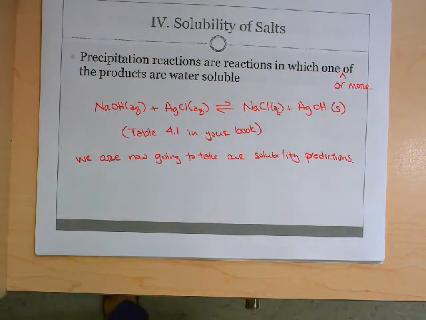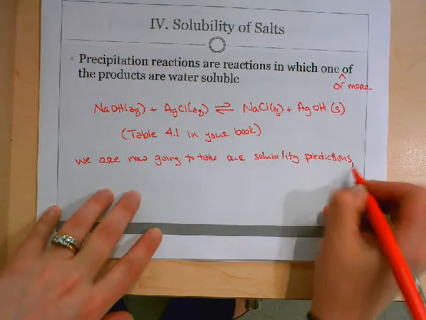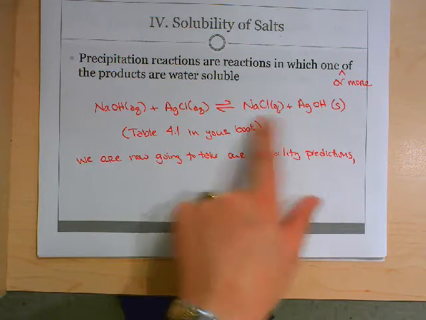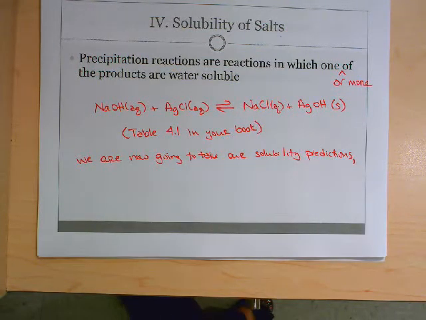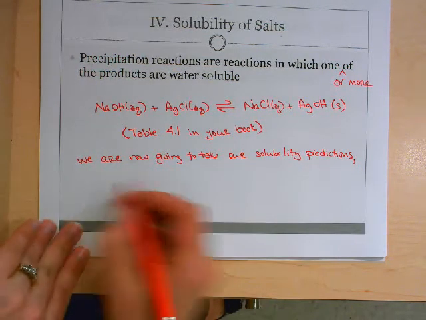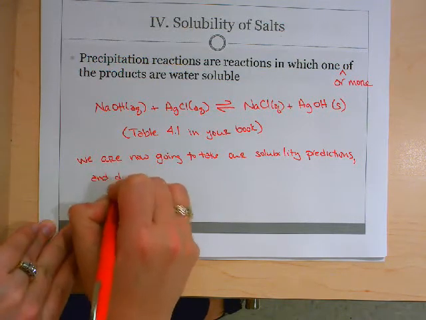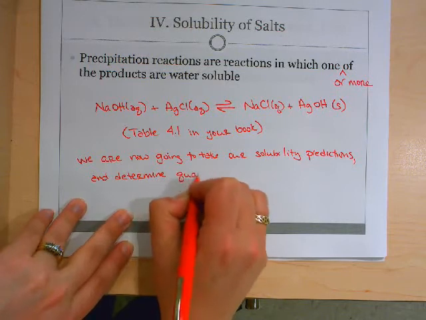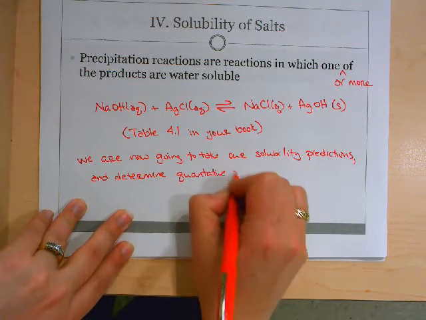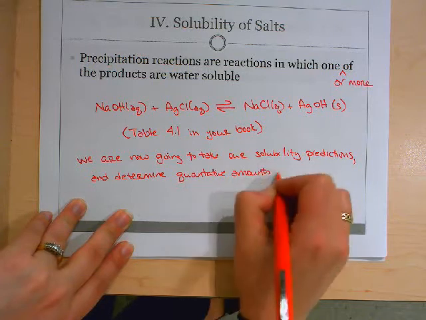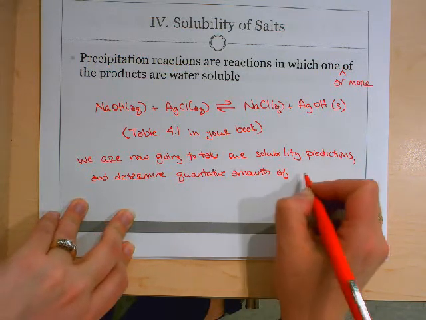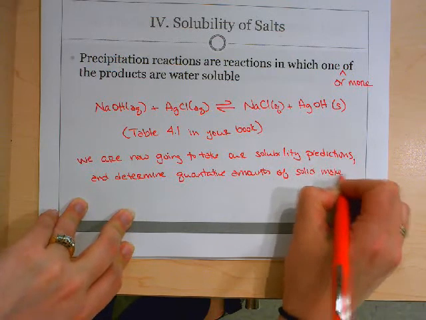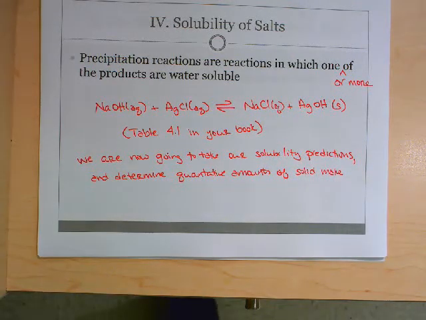Now we're going to take these solubility predictions. What we just said up here is we predict that silver hydroxide will be a solid and sodium chloride will be aqueous. We're going to take that prediction and predict how much solid can be made.